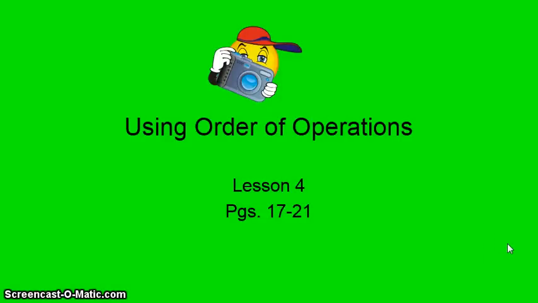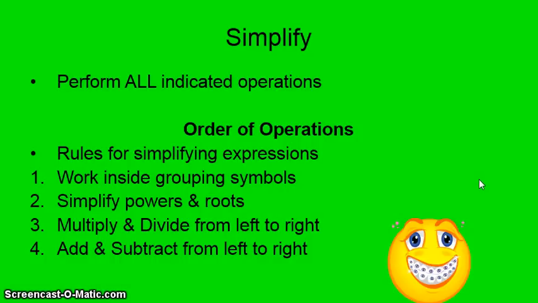Today we're going to start with lesson 4, which is all about using the order of operations. You can find this on pages 17 through 21 in your book. Order of operations is used to simplify expressions. So when we simplify, that basically means we want to perform all the indicated operations that are possible.